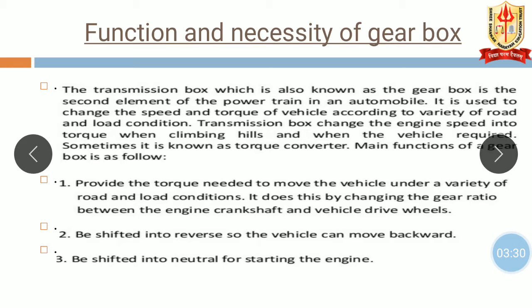The main functions of a gearbox are as follows: provide the torque needed to move the vehicle under a variety of road and load conditions. It does this by changing the gear ratio between the engine crankshaft and the vehicle driving wheel. Second, it can be shifted into reverse so the vehicle can move backward. Third, it can be shifted into neutral for starting the engine. These are the main functions of the gearbox, and the reasons why we require a gearbox.